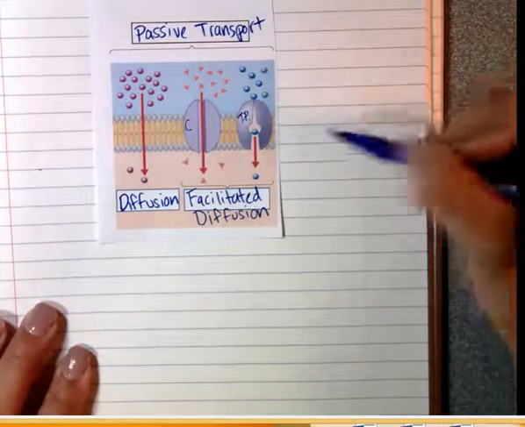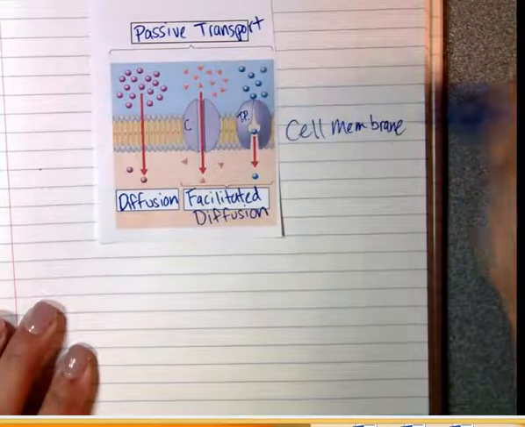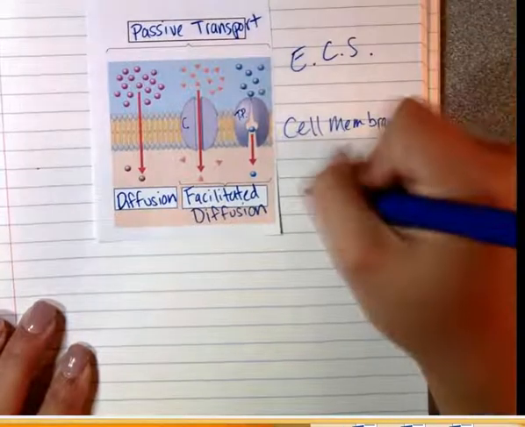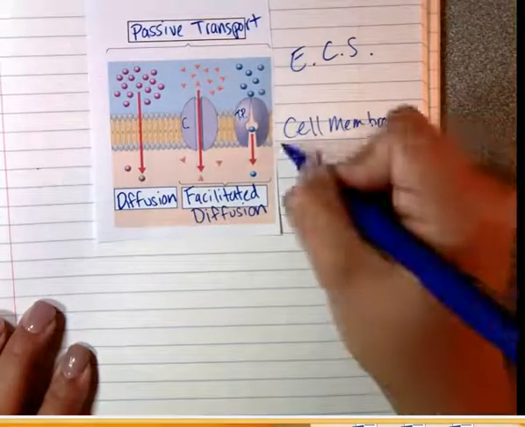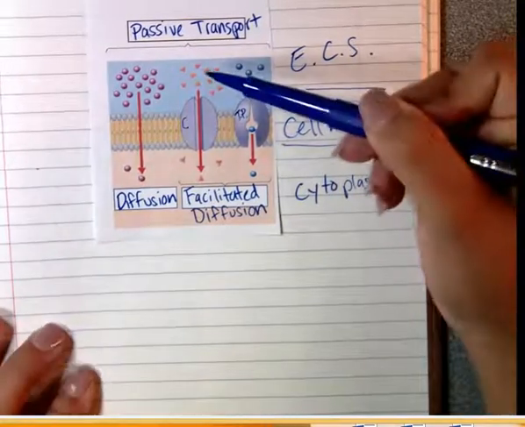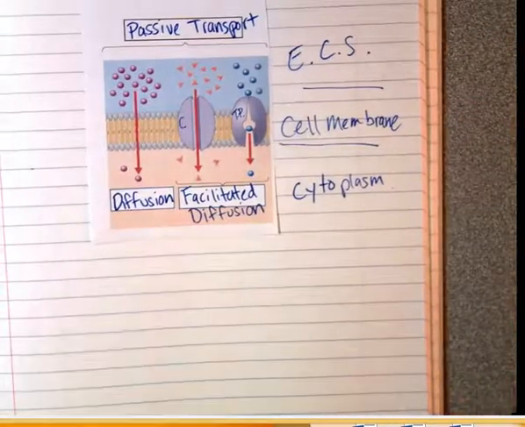You have your cell membrane, your extracellular space, and this would be your cytoplasm. And stuff is moving into the cell without the use of energy.